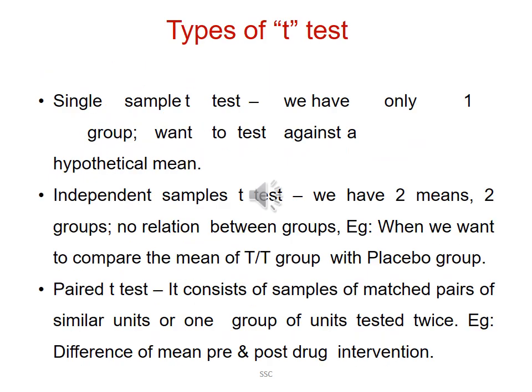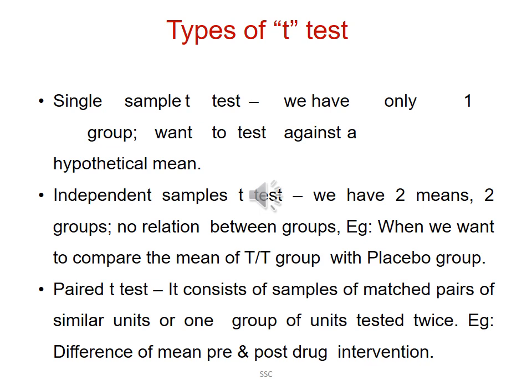Types of t-test. Already we discussed there are three types. The single mean sample t-test, where we have only one group and want to test against the hypothetical mean, that means the population mean. The second type of t-test, where we have two types of samples. There are two means, with no relation between the two groups. For example, when we want to compare the mean of a treatment group with a placebo group.